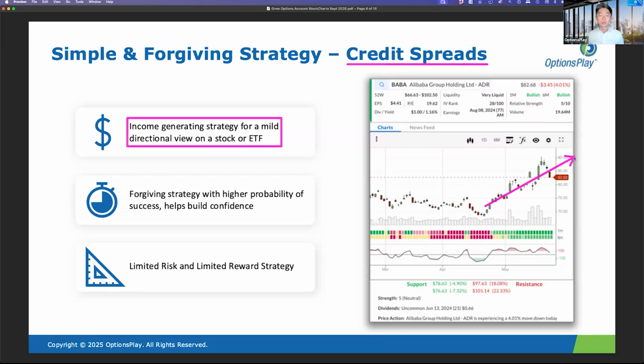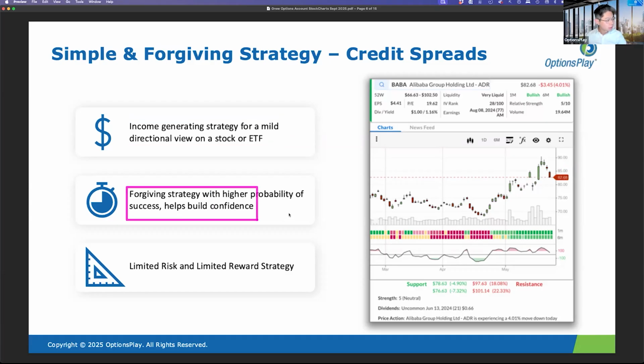And that is the only requirement that you generally need to consider selling a credit spread, which is why it's a far more versatile strategy for a lot more scenarios, and which is why I think most traders need to learn how to master this one strategy if you want to consistently grow your account in the long run. It's also a strategy that's forgiving. It's a strategy that has a high probability of success. That's going to help you build that confidence that we're talking about.